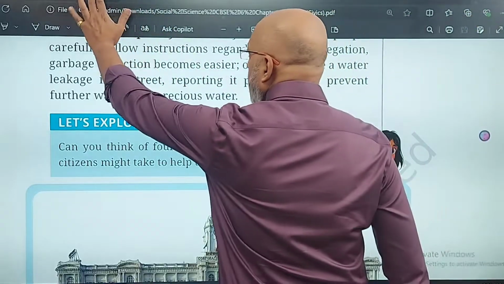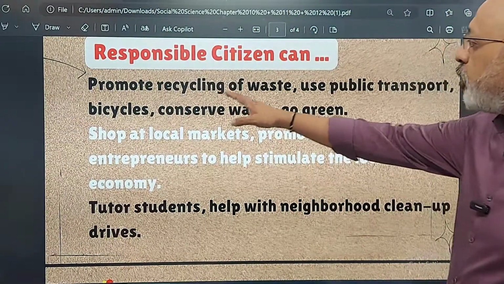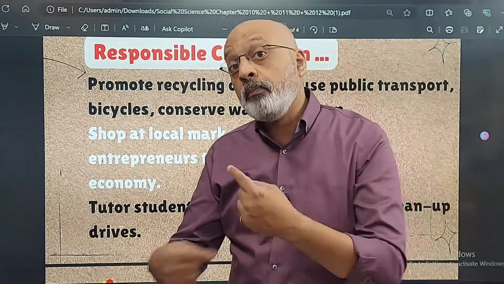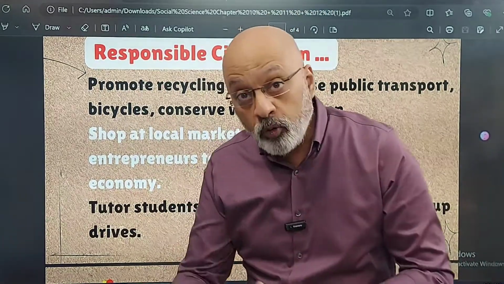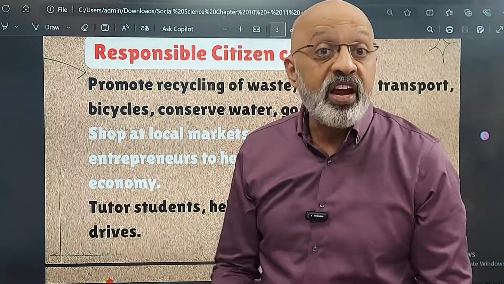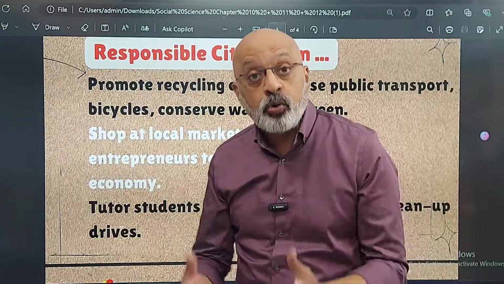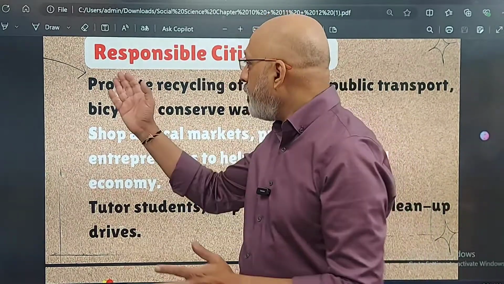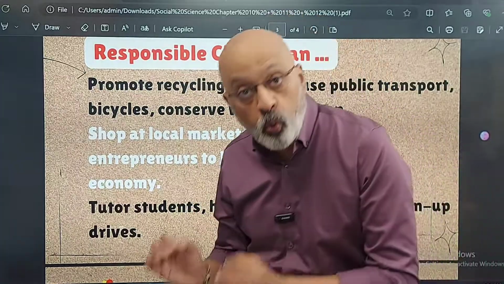तो ये मैंने यहाँ पर लिखा है आपके लिए. They should promote recycling of waste, कि जो vegetable waste है वगैरह उसको compost बना सकते हैं, वर्मी कंपोस्ट में काम आ सकता है, उससे फिर मैन्योर बन सकता है. It can create manure as natural organic fertilizer for the soil, right? So you can promote recycling of waste.